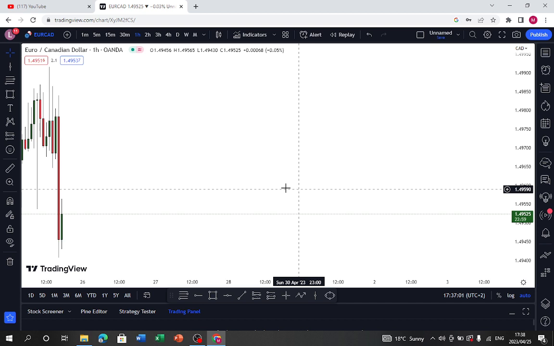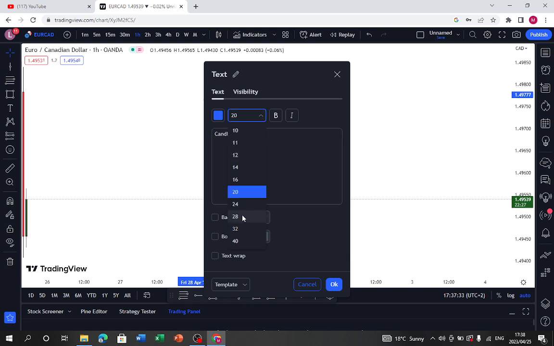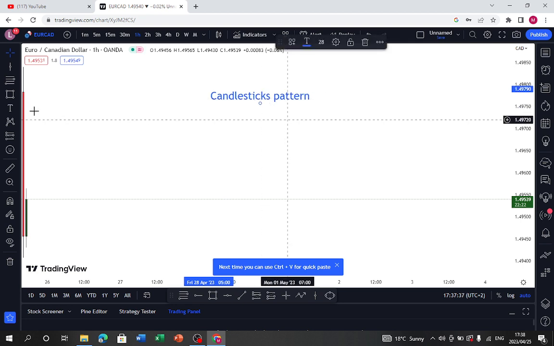On this video, we're going to be talking about candlestick patterns, guys. This is what we're gonna be talking about. Candlestick patterns.